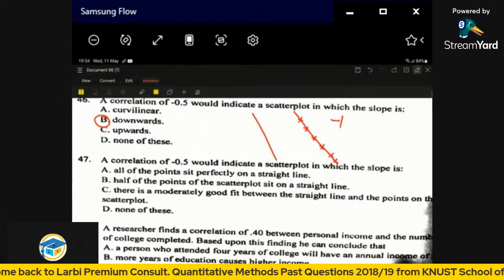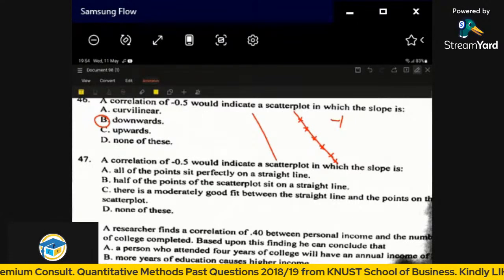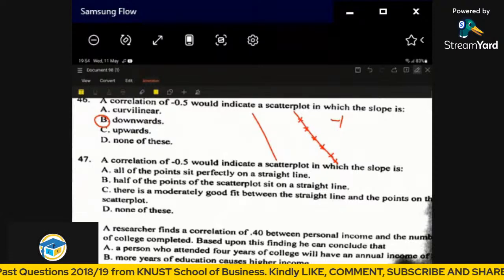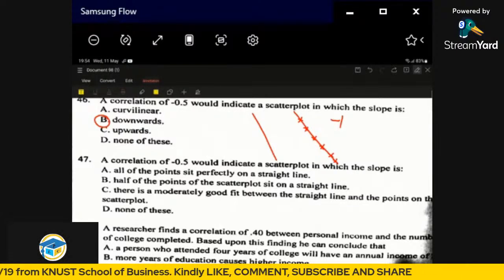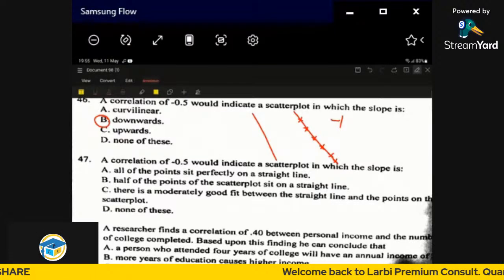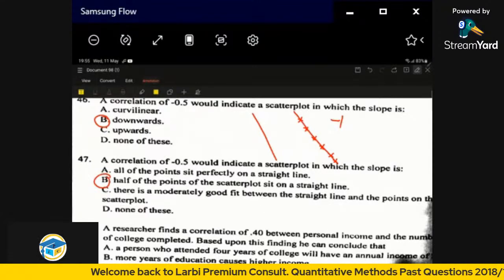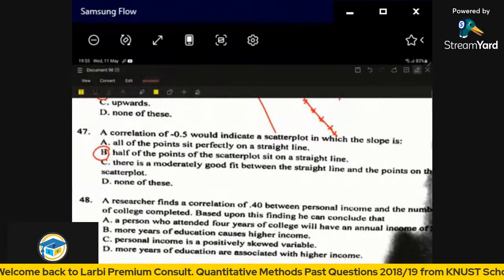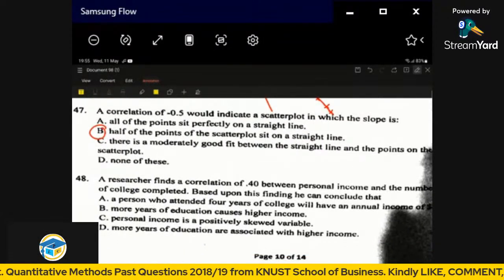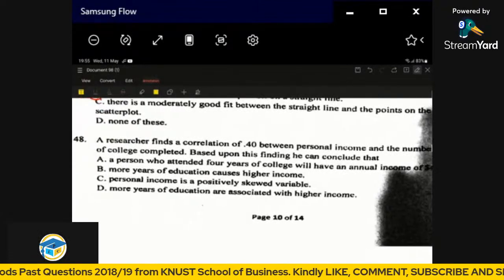In this case, is that okay? So here we can say that approximately half of the points of the scatter sit on the straight line. That's the meaning behind negative 0.5. We indicate that half of the points of the scatter plot sit on the straight line. Is that okay? That is what we need to understand when it comes to negative 0.5. So that's going to give us option B as the right answer. If you have any question, you can drop it in the comment section and then I'll respond to it. Now let's move on to question number 48.